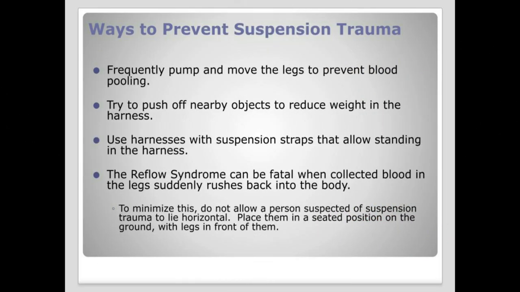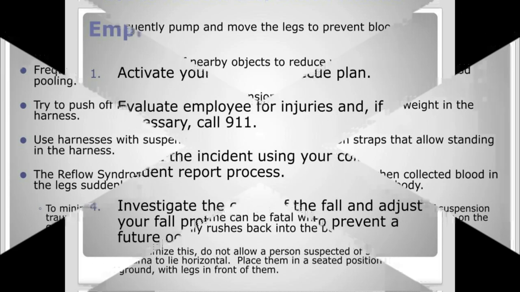Here are some ways to prevent suspension trauma. Frequently pump and move the legs to prevent blood from pooling. Try to push off nearby objects to reduce weight in the harness. Use harnesses with suspension straps that allow standing in the harness. Reflow syndrome can be fatal when collected blood in the legs suddenly rushes back into the body, so be aware of this. To minimize this, do not allow a person suspected of suspension trauma to lie horizontal. Place them in a seated position on the ground with legs in front of them.